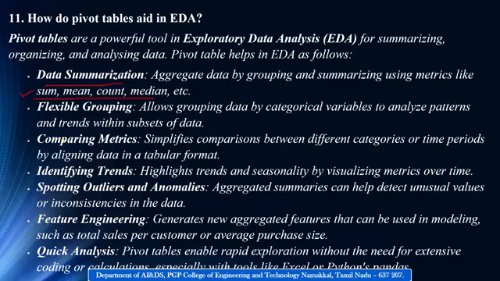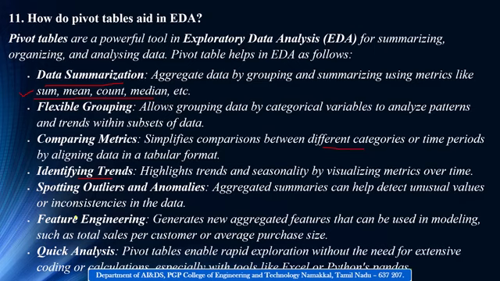Then comparing the metrics. We are comparing the male with the female here, and the age groups, and purchased or not. All these things you can compare. Then identifying the trends. What is the trend going on? Whether the people are purchasing or not, who is purchasing more, who is purchasing less. You will find the trend from this particular pivot table.